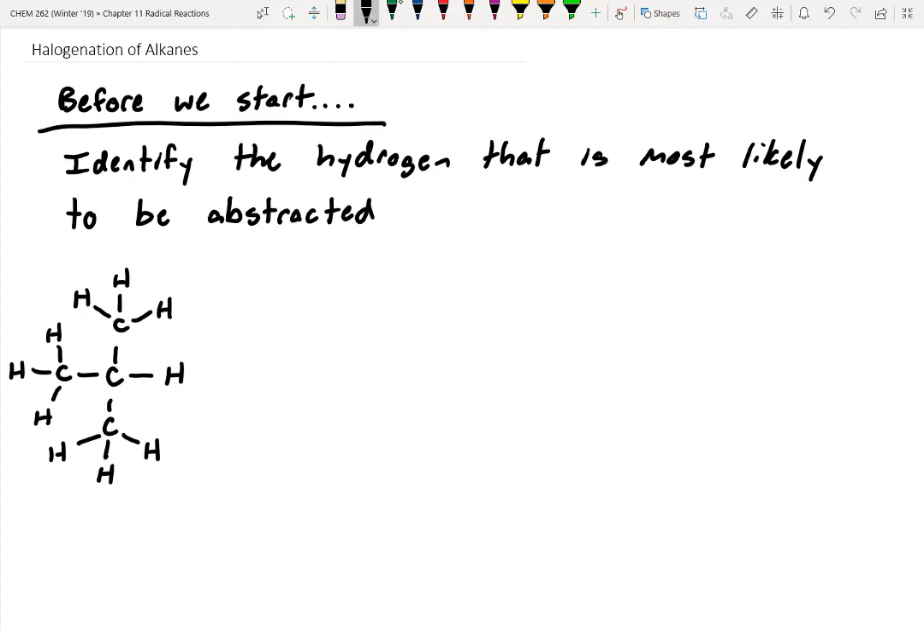Which one do you think will give you the most stable radical in the end? The one coming off the central carbon? Why is that? Yeah, it's a tertiary carbon. So just like forming the most stable carbocation, we want to form the most stable radical, which would be coming off the most substituted carbon. So for example, this results, or let me rephrase this, abstraction of this proton, or hydrogen, holy cow, can't say that.